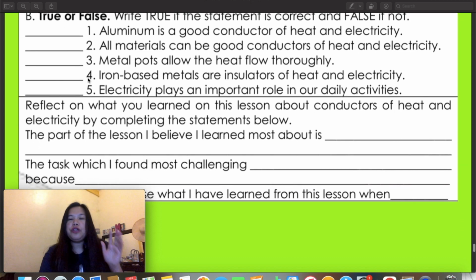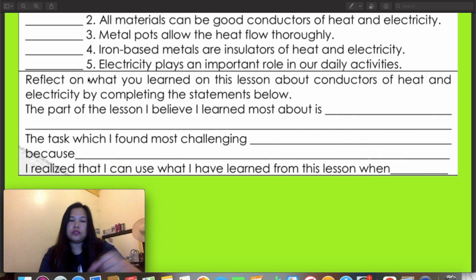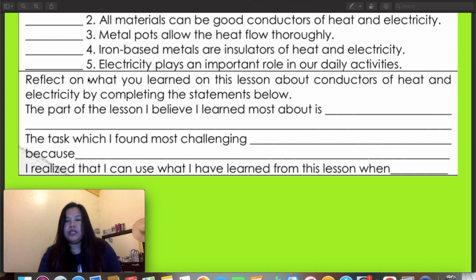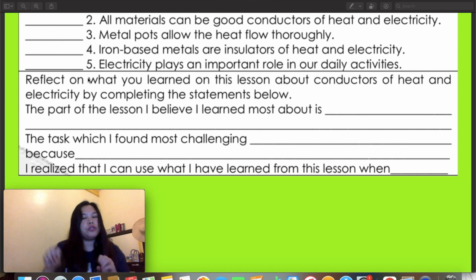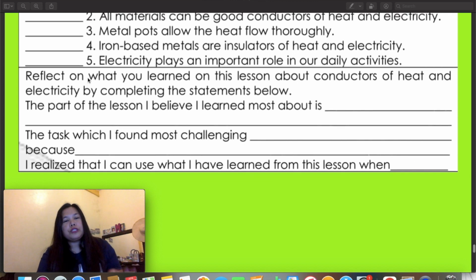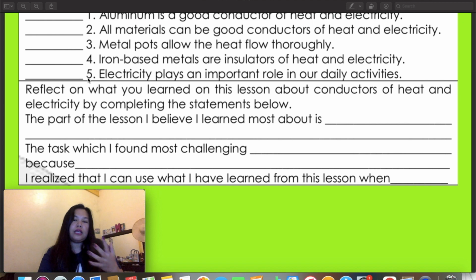In your reflection notebook or reflection pad, reflect on what you learned in this lesson about conductors of heat and electricity by completing the statements below. The part of the lesson I believe I learned most about is blah blah blah. The task which I found most challenging is blah blah blah because of the blah blah blah. And I realized that I can use what I have learned from this lesson when blah blah blah. So importante din tong reflection sa inyo.